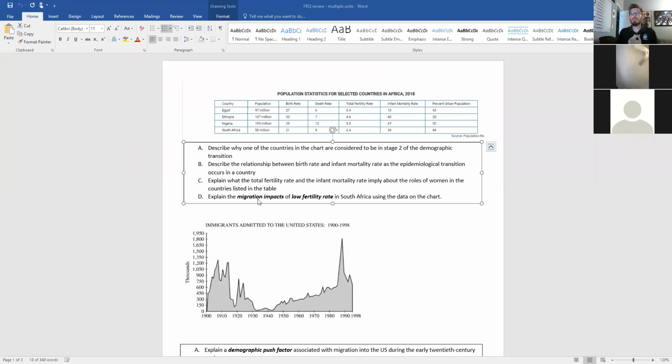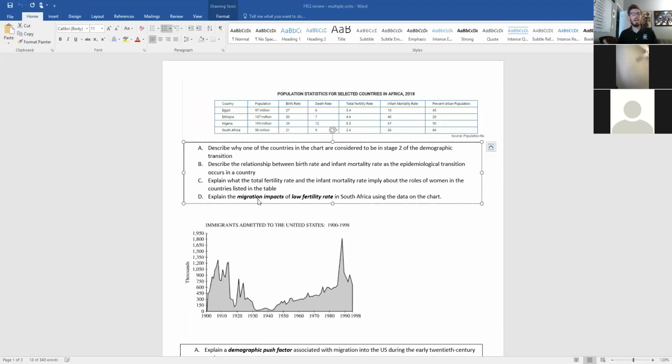Then part B says, describe the relationship between birth rate and infant mortality rate as the epidemiological transition occurs in a country. Look, all you really had to talk about here, and you see it in the chart above, is that as countries bring down their total fertility rates, their infant mortality rates also drop. So you should have talked about birth rates dropping due to contraceptives and advances in opportunities for women. You could talk about economic development, social and cultural changes, or migration patterns, people moving into urban areas instead of rural ones where the need for so many kids isn't there.